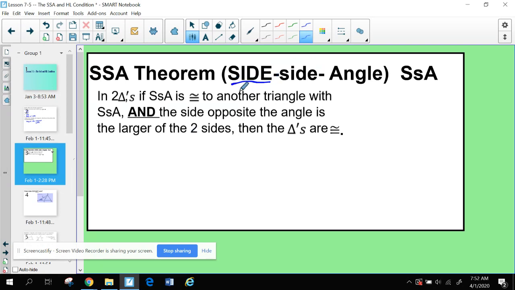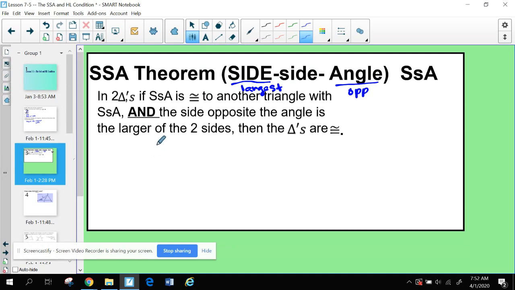So notice, this is kind of why we write it out this way. This is all capitalized, which means this has to be the largest side. And it has to be opposite the angle that's given. Okay, so that's written out in words below. It says in 2 triangles, if SSA is congruent to another triangle with SSA, and the side opposite the angle is the larger of the 2 sides, then we know the triangles are going to be congruent.